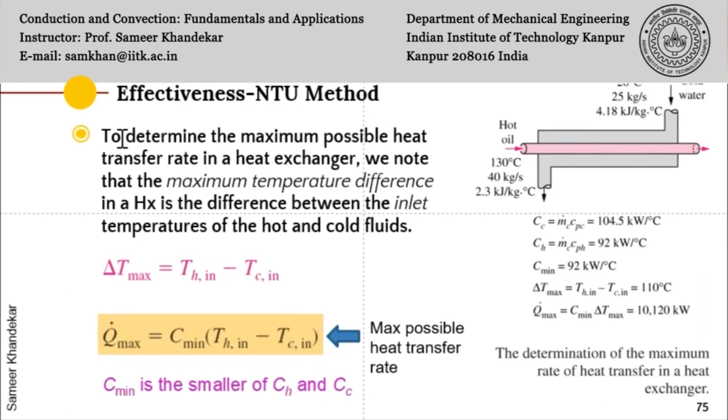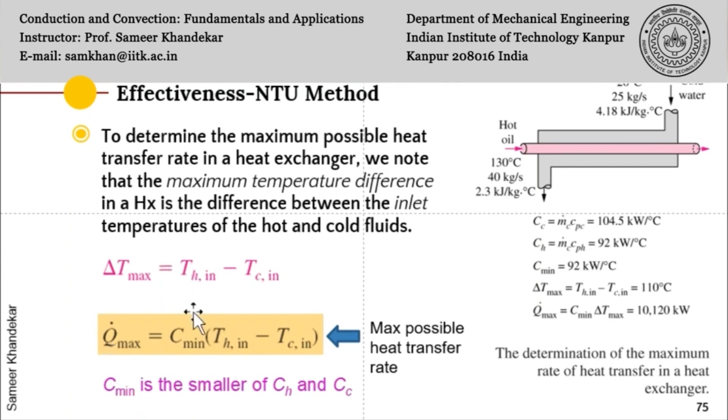So let us look at that. To determine the maximum possible heat transfer rate in a heat exchanger, we note that the maximum temperature difference in a heat exchanger is the difference between the inlet temperatures of the hot and the cold fluid. This is the delta T max; the maximum potential difference is between the hot fluid inlet and the cold fluid inlet. Therefore, the maximum potential difference multiplied by the heat capacity, the minimum of the two, will give you the maximum heat transfer rate.